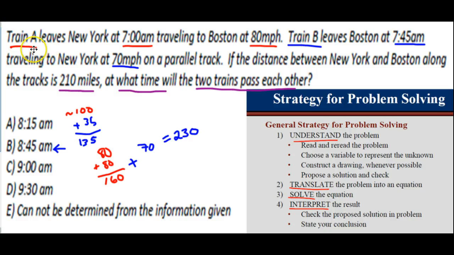Okay, so let's just read this quickly. We've got two trains that are traveling in opposite directions of each other. One leaves at 7 a.m., the red train, I'm going to call it, the other one leaves at 7:45 a.m. They're traveling in opposite directions. The red train is going 80 miles an hour and the blue train is traveling at 70 miles an hour. The distance is 210 miles apart. We want to know what time do the two trains pass each other.